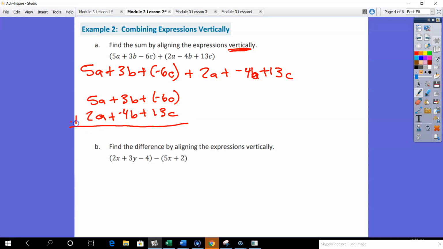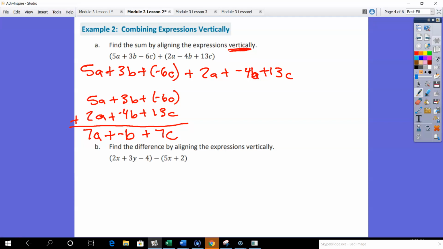So we're adding those things together vertically. We see our c's we can put together, 13 and negative 6. The positive is greater, so it is going to be a positive number. And it gives me a positive 7c. 3b and negative 4b is a negative b. Plus 5a and 2a is 7a. So we're just adding up those coefficients. So we're left with 7a plus negative b plus 7c, and we do not keep it with those two symbols there.